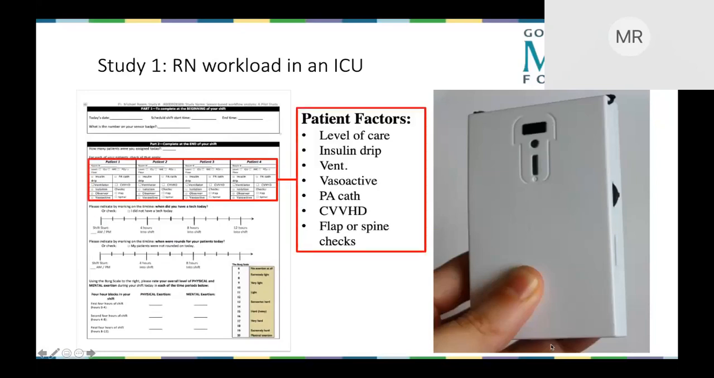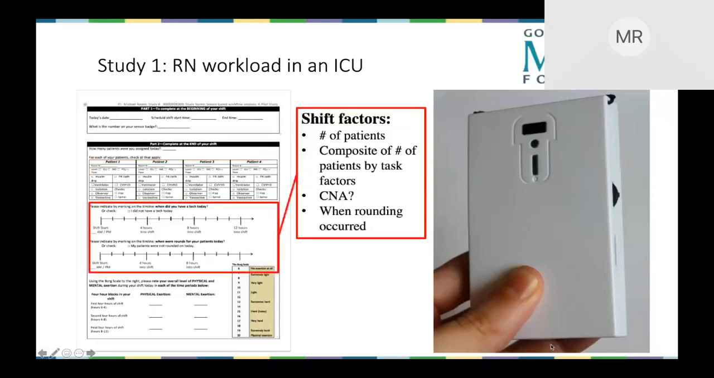Are they on an insulin drip protocol, a ventilator? Are they vasoactive? Do they have a PA catheter? Are they on dialysis, or do they have different flap checks? And then some shift factors, those things that carry throughout the whole 12-hour shift: the number of patients they have, and then we looked at a composite of the number of patients by all those different factors I just talked about. Did they have help?